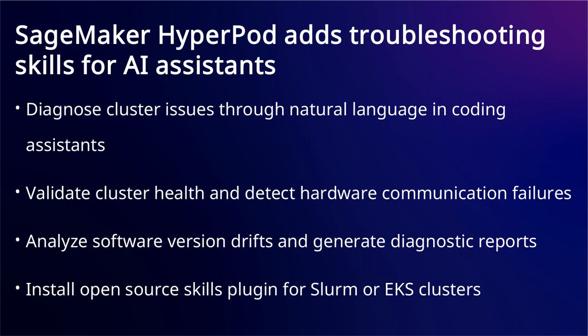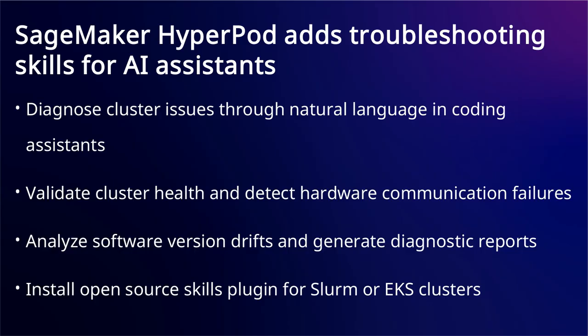Debugging GPU hardware faults, diagnosing NCCL communication failures, and identifying performance bottlenecks across distributed clusters requires manually accessing nodes via Systems Manager, parsing logs across instances, and cross-referencing documentation. SageMaker HyperPod troubleshooting skills address this by enabling you to diagnose cluster issues through natural language in AI coding assistants like Claude Code and Cursor.